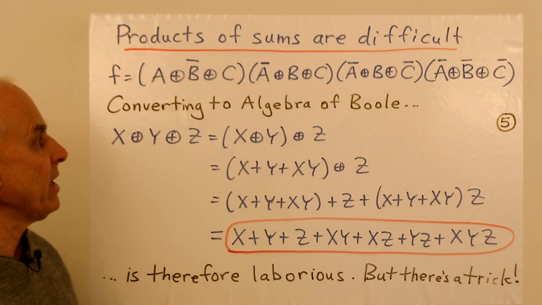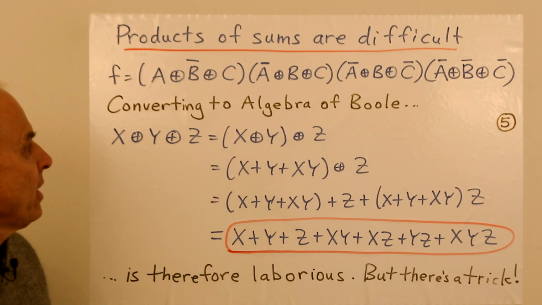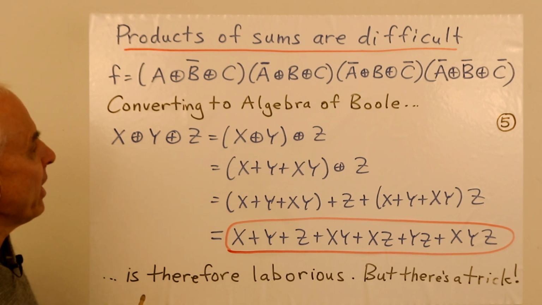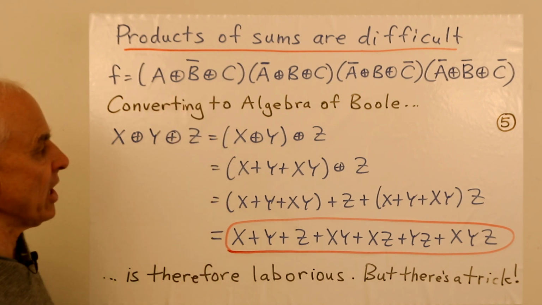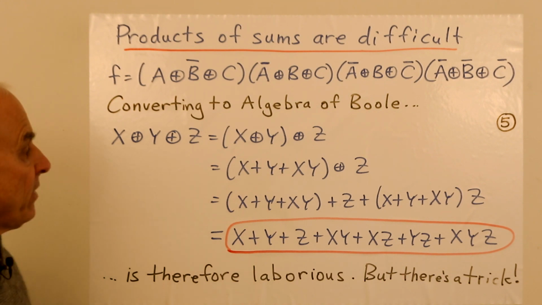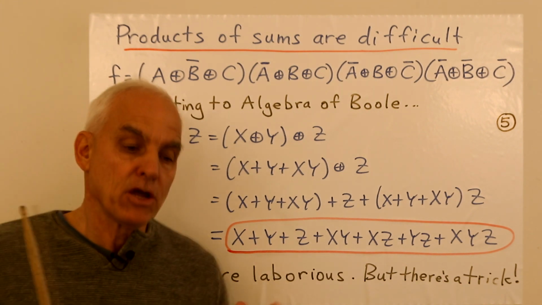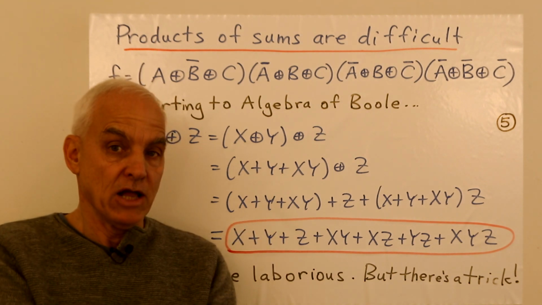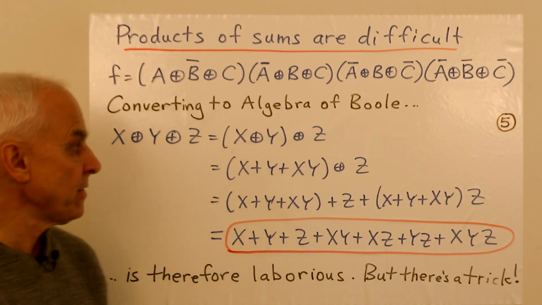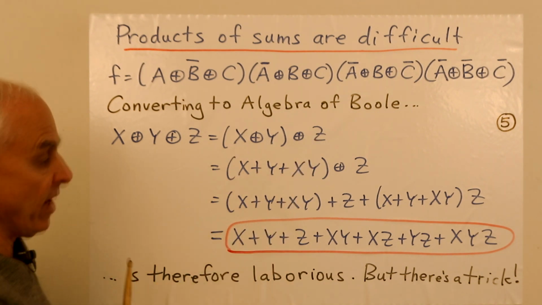And generally speaking, these kinds of things are more difficult algebraically. So we can see that by trying to convert this to the algebra of Boole. Suppose we just take a circle sum of three things, say x circle sum y circle sum z, and just start by converting that into the algebra of Boole. That's a useful exercise. So here we could think about that as x circle sum y, circle sum z.